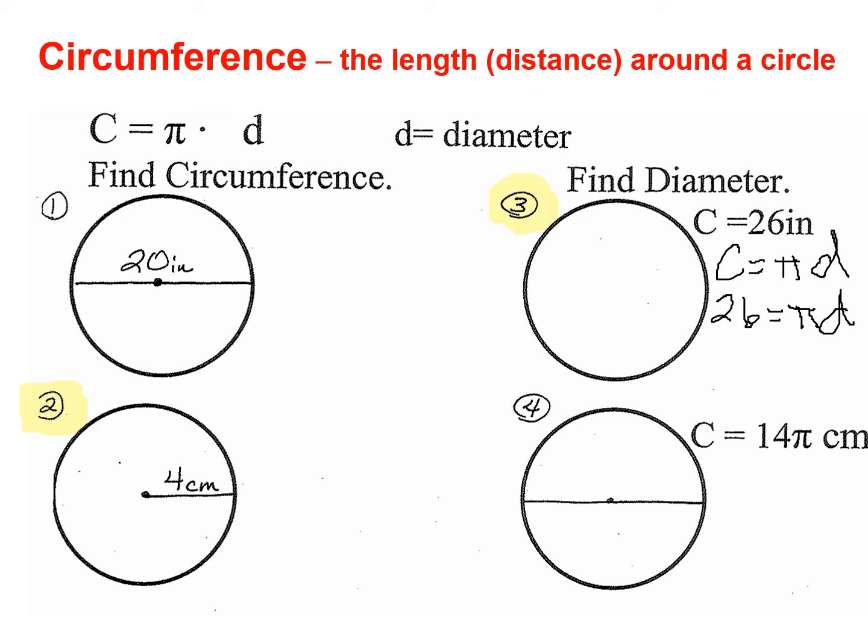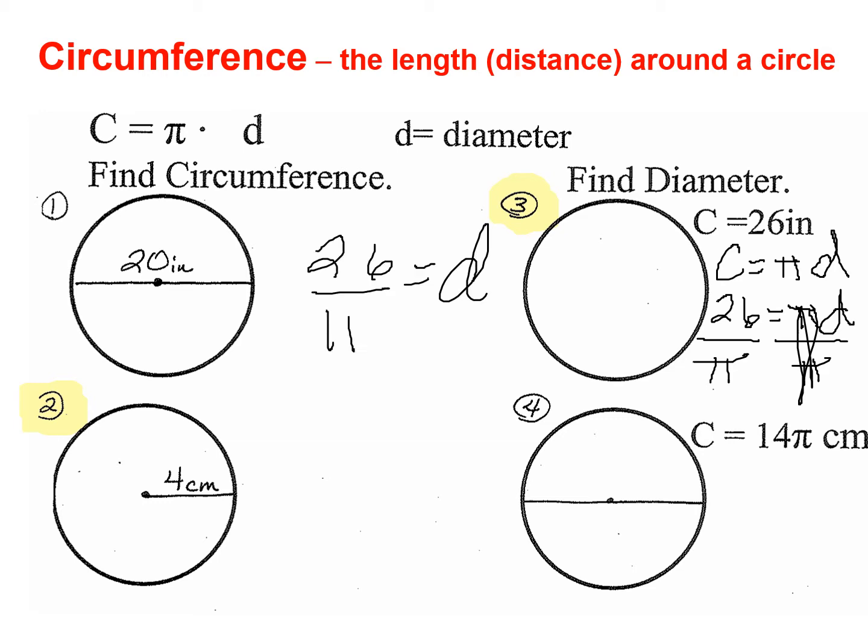So I got to get D by itself. I'm going to divide out pi. Divide out pi. So pi cancels right there. And I'm left with D equal to 26 over pi. And that is your ACT answer, just like that. Or if you round it off in the calculator, 8.3.